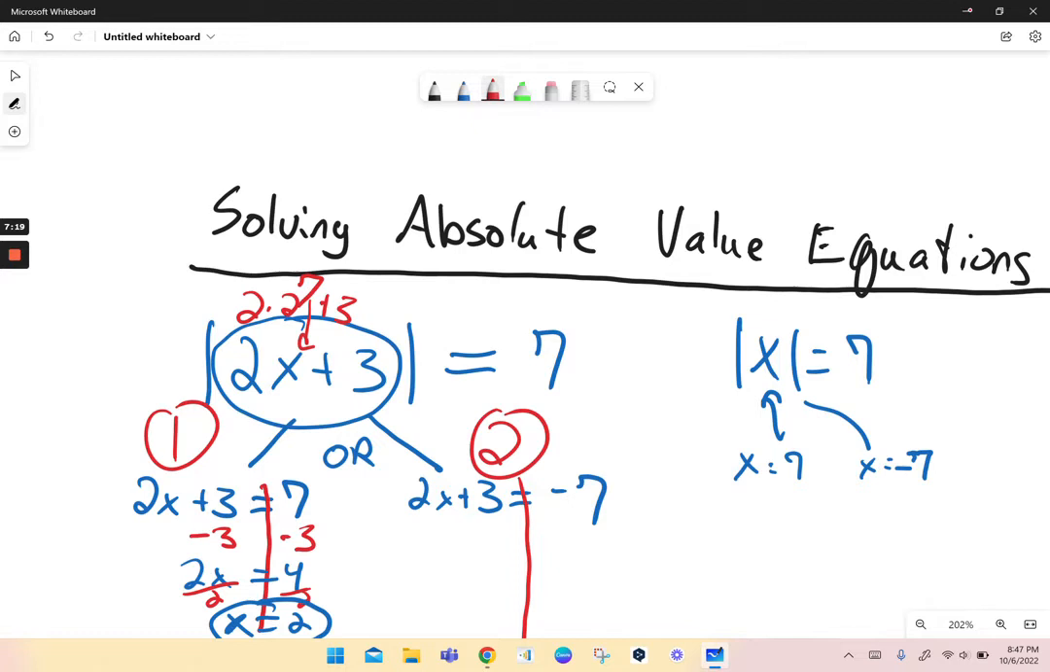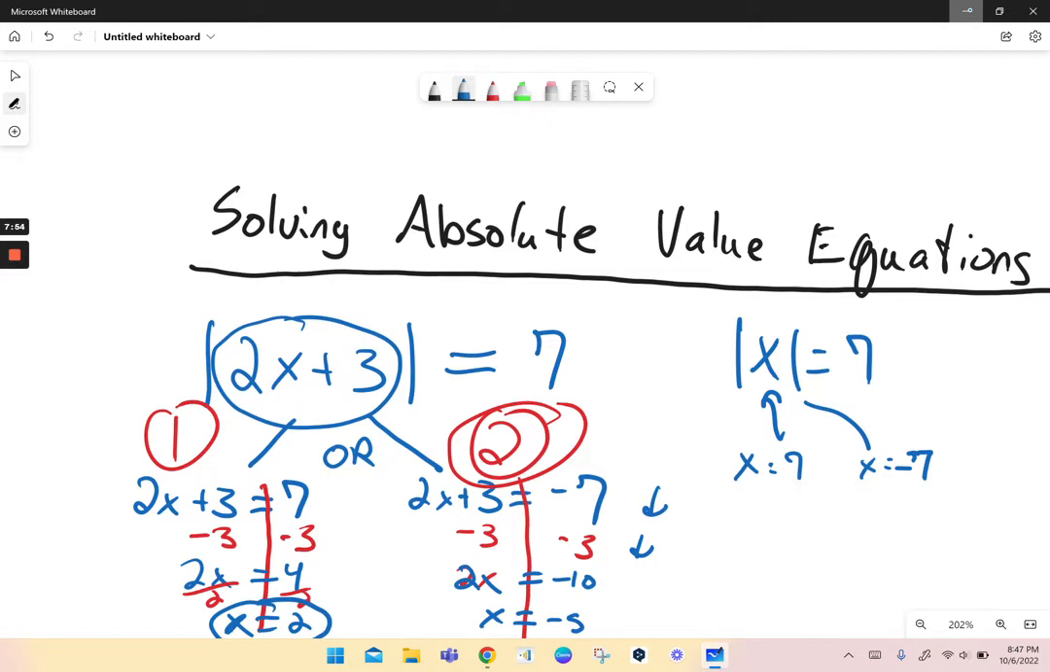Okay? What about this next one? Well, we have 2x plus 3 equals negative 7. So we're going to solve equation 2. We're going to subtract 3 on both sides, and it's going to come out a little bit different. 2x equals now negative 7 minus 3. If we go down by 7 and down 3 more, that's down by 10. And so x could equal negative 5. You can divide by 2 here, or you just think 2 times what gives you negative 10? 2 times negative 5 gives you negative 10.